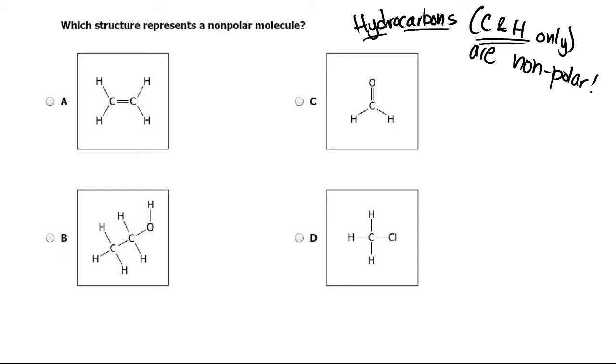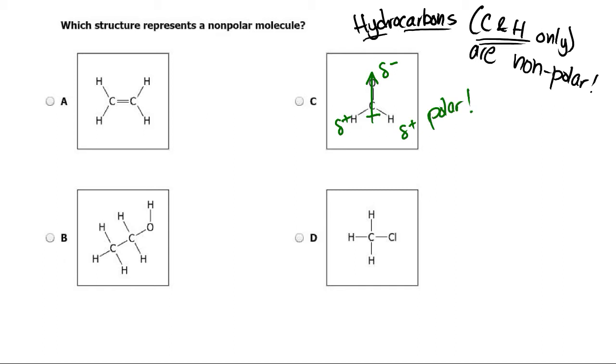Formaldehyde has an imbalance of electrons. It is trigonal planar. Electrons are going to hang out a lot more on the oxygen side than on the hydrogen side because oxygen is electronegative. Hydrogens are considered to be partially positive. So this is definitely polar because it is uneven sharing of electrons.